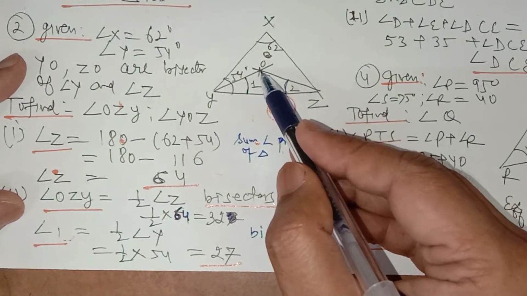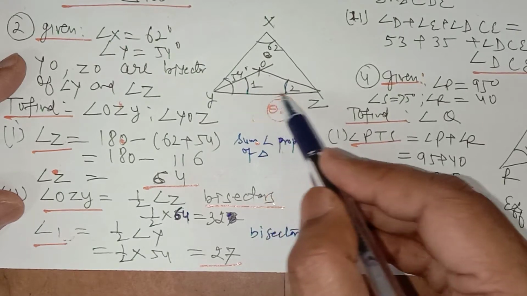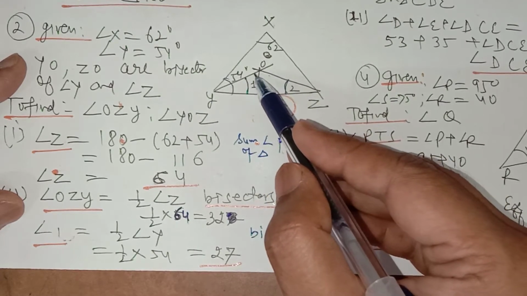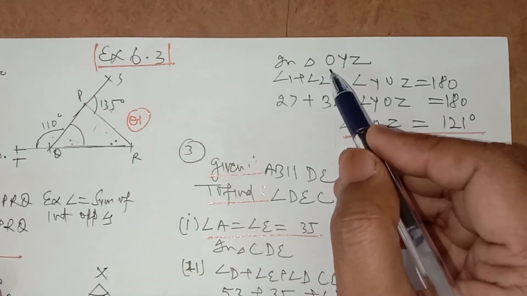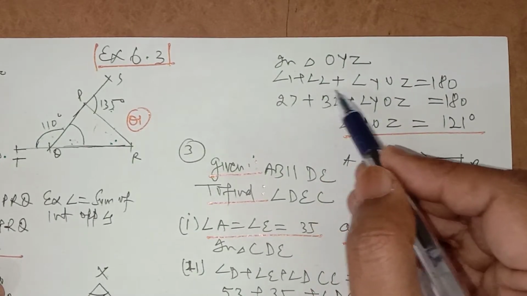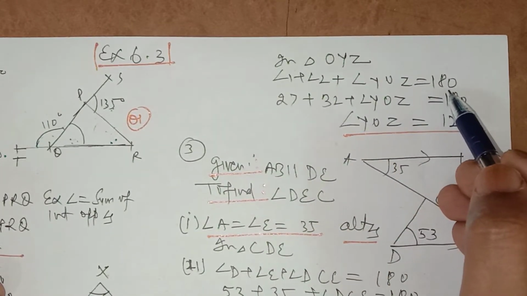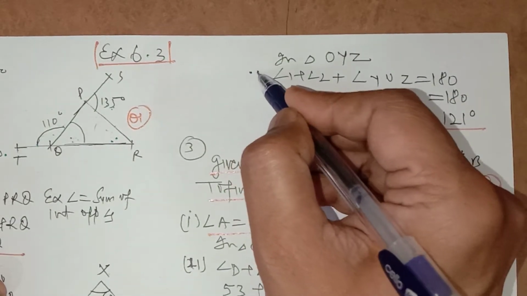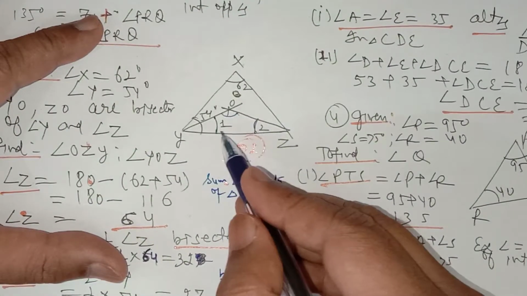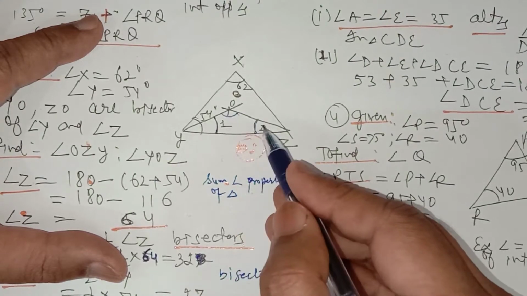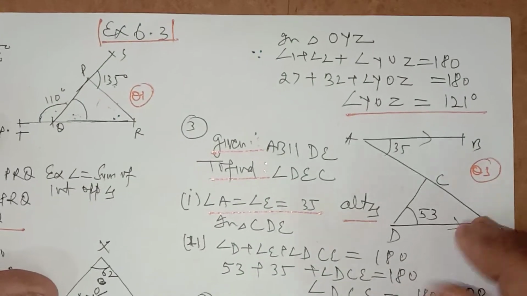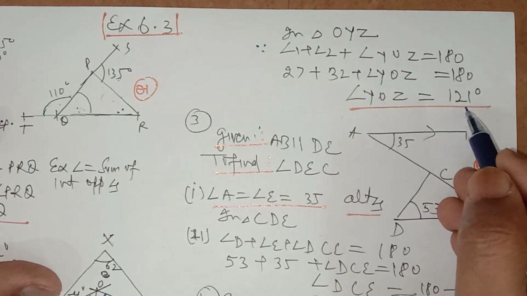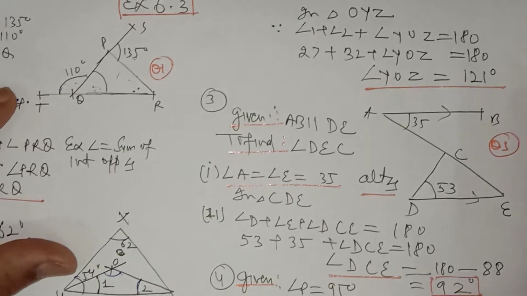Now in triangle OYZ, we know the angle 1, we know the angle 2. You can easily find the angle YOZ by the angle sum property of a triangle. So in this triangle OYZ, angle 1 plus angle 2 plus angle YOZ is equal to 180 degrees. So you are getting the angle YOZ is equal to 121 degrees. So it is a good question.